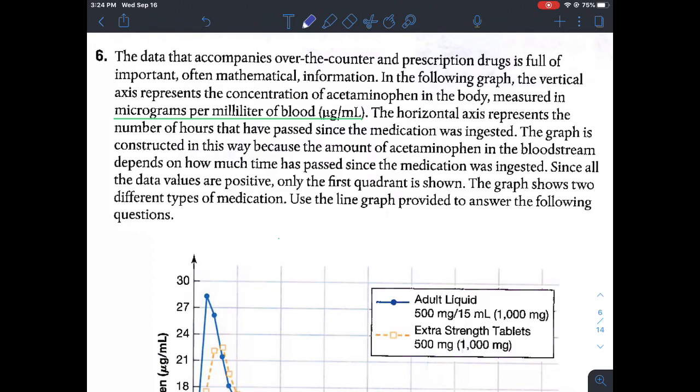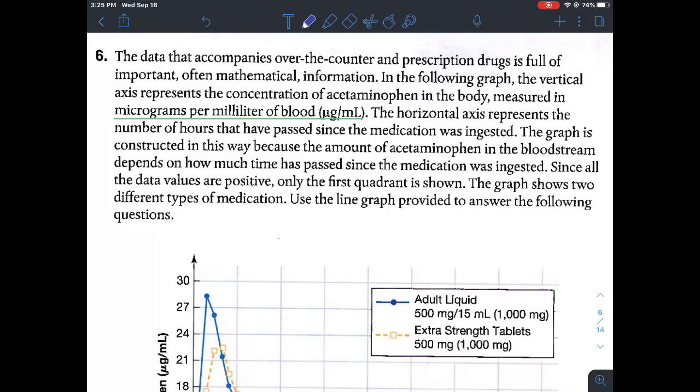In the following graph, the vertical axis, so the one that's going up and down, represents the concentration of acetaminophen. So that's like your Tylenol, I believe. Yeah, that's like Tylenol in the body, measured in micrograms per milliliter of blood. And that's the symbol for it. That's like a Greek letter. I have no idea what it is. Go ask a medical professional.